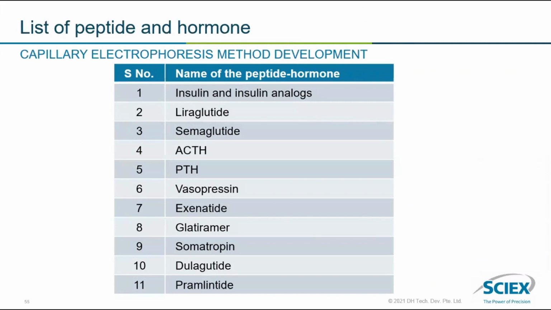In the SCIEX application demo lab, we are working on different peptides and hormones. This is a short list of molecules where we are using capillary electrophoresis technology for further characterization. You can see the names of the peptides and hormones. The first one is insulin and insulin analogs like liraglutide and semaglutide. We are also working on ACTH, PTH, exenatide, glatiramer, somatropin, dulaglutide, and pramlintide. Whenever the methods are ready, you can see the tech notes and we will share the methods with you.